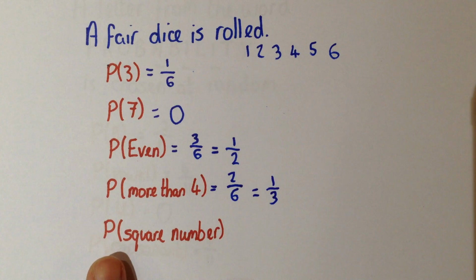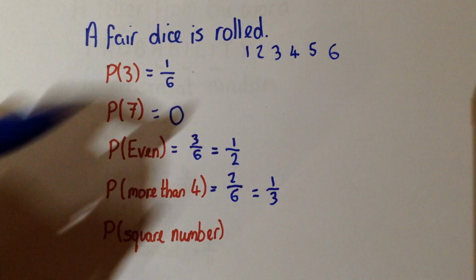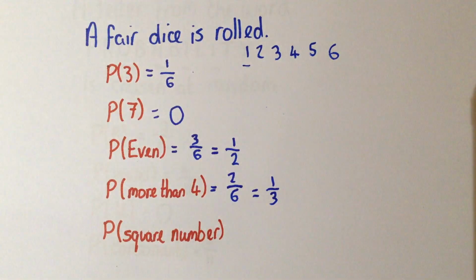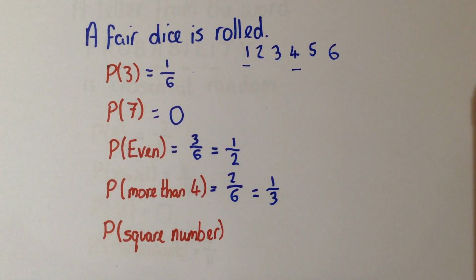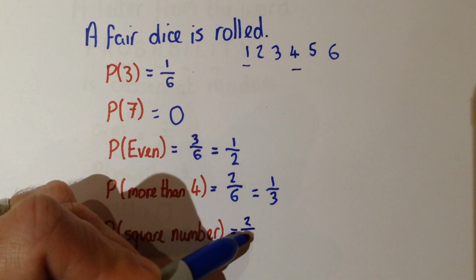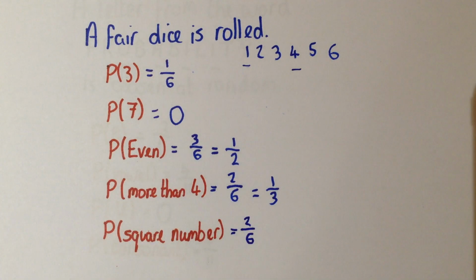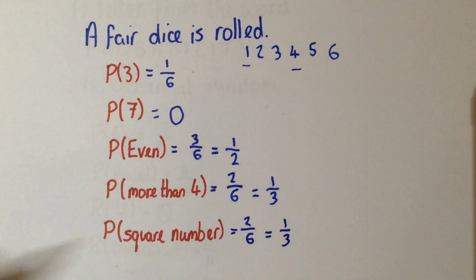Probability of a squared number. Well, squared numbers are 1, 4, 9, 16 and so on. So we've got that 1 is a squared number because it's 1 times 1. 4 is a squared number because it's 2 times 2. So there are 2 square numbers out of the 6 on that dice. So again, 1 out of 3.